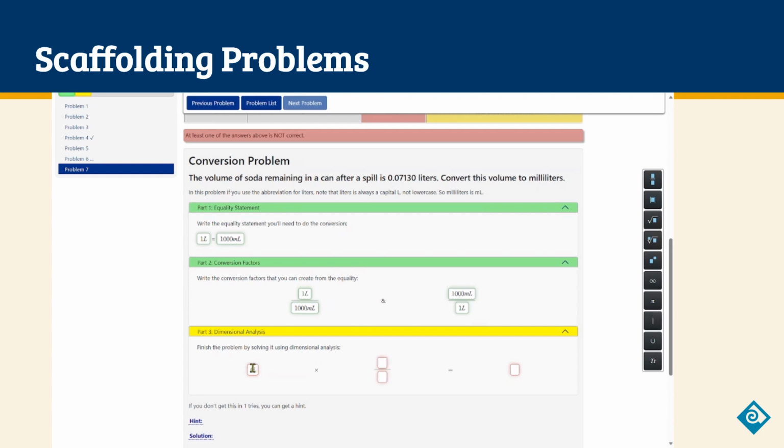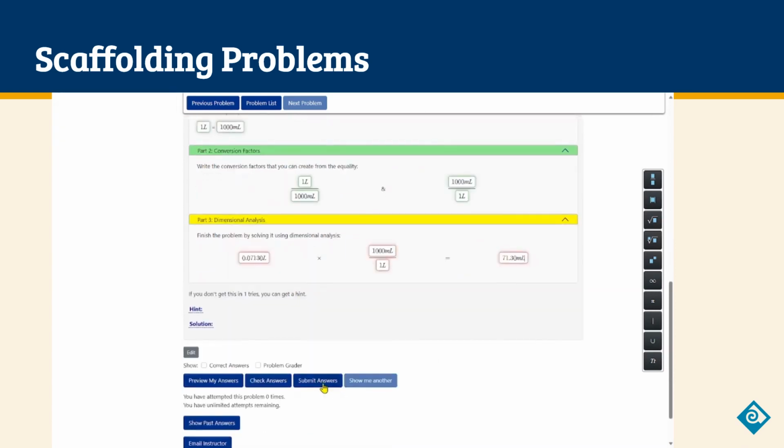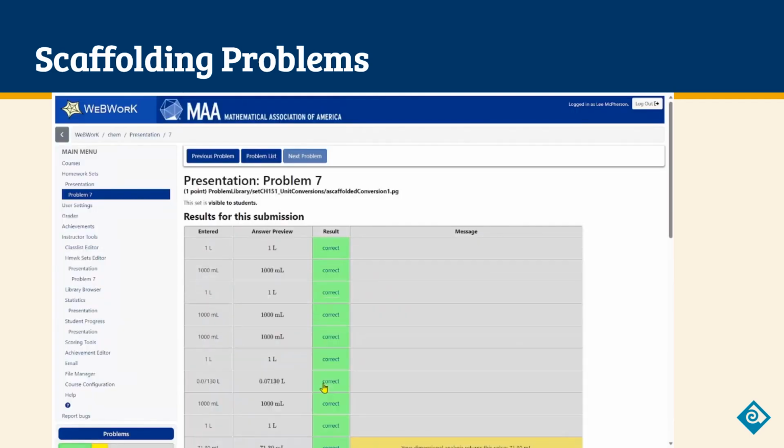We've got 0.07130 liters. We need to do a conversion, so 1,000 milliliters on top, 1 liter in the denominator. This is going to end up being 71.30 milliliters. And everything is correct.